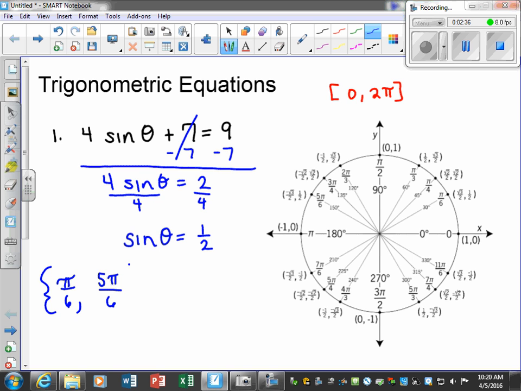Now that's not an ordered pair. This is just a list of answers. So these values for theta satisfy this, meaning pi over 6 and 5 pi over 6 will satisfy our original equation, and they are in our interval from 0 to 2 pi.